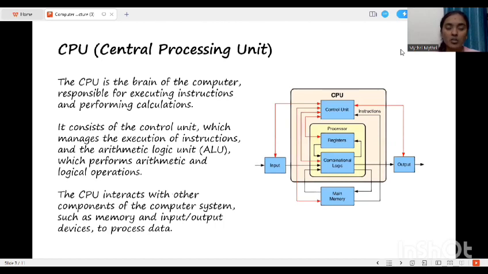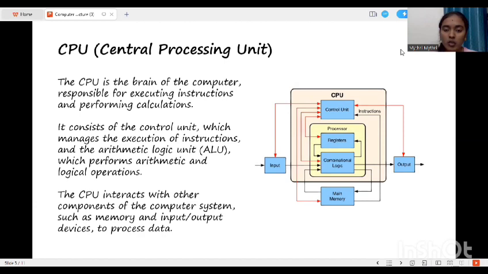CPU, Central Processing Unit. The CPU is the brain of the computer, responsible for executing instructions and performing the calculations. It consists of the control unit, which manages the execution of instructions, and the arithmetic logic unit, ALU, which performs the arithmetic and logic operations. The CPU interacts with other components of computer systems such as memory, and input and output devices to process the data. As shown in the figure, it is a block diagram of the CPU.